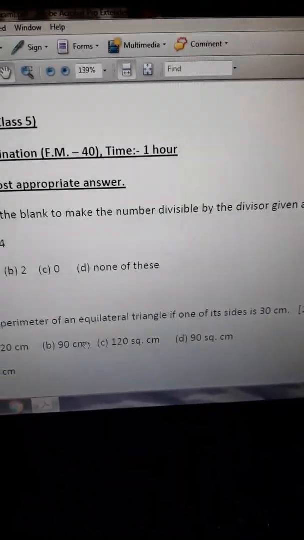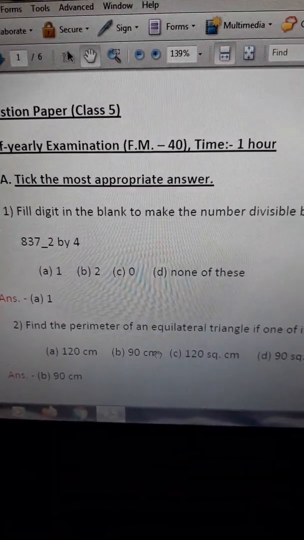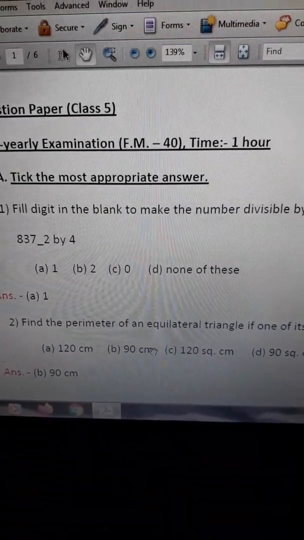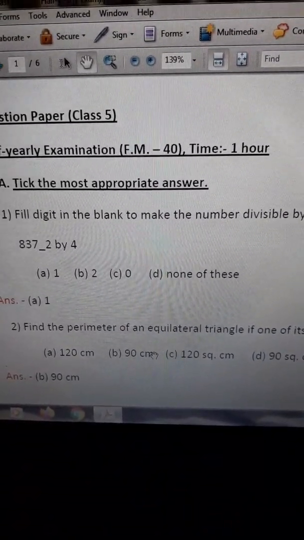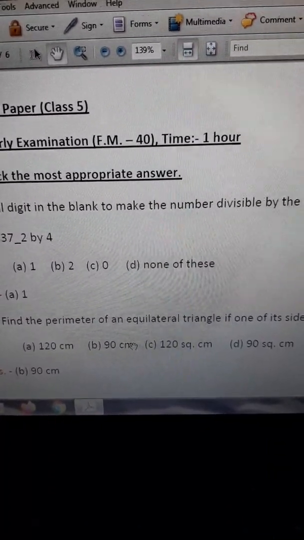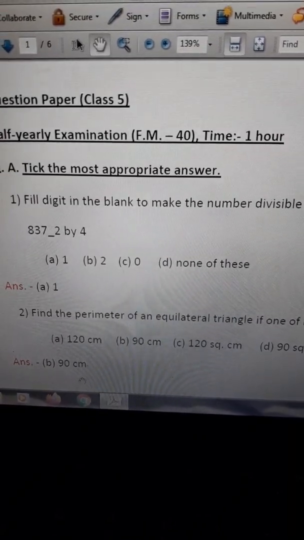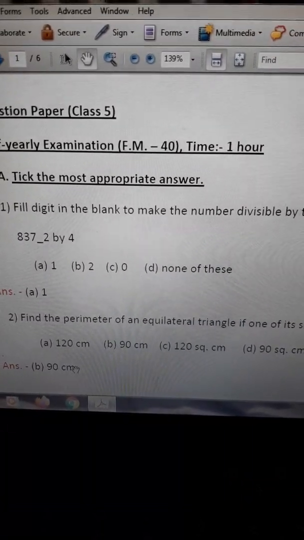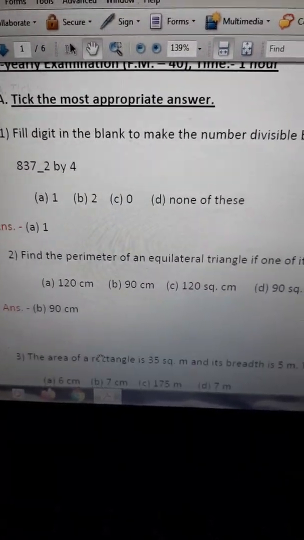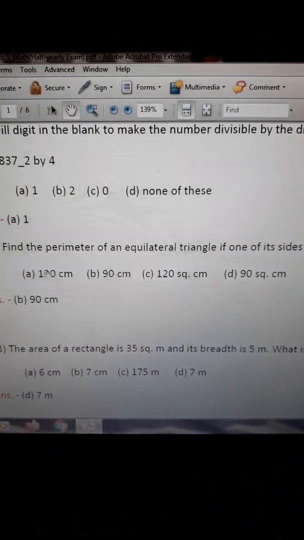Okay, so the second question is: find the perimeter of an equilateral triangle if one of its sides is 30 centimeters. In an equilateral triangle, you know this is the formula you can use. The perimeter of an equilateral triangle is equal to 3 into side, or you can write that each side is equal because this is an equilateral triangle. So 30 plus 30 plus 30 is 90 centimeters. Because it is a perimeter, the unit will be centimeter. So option B is the correct one. Otherwise you can do it this way: perimeter equals 3 into side, so 3 into 30 means 90 centimeters.